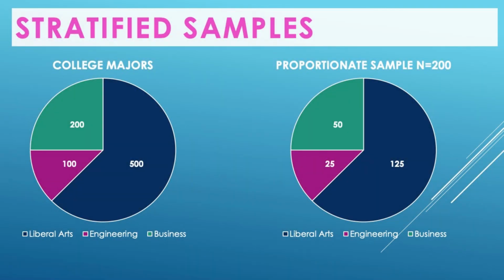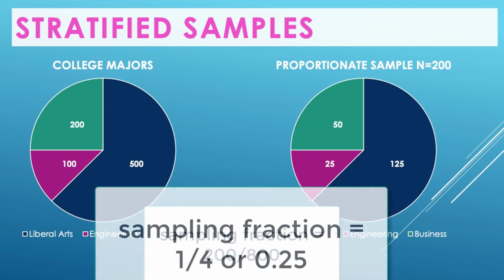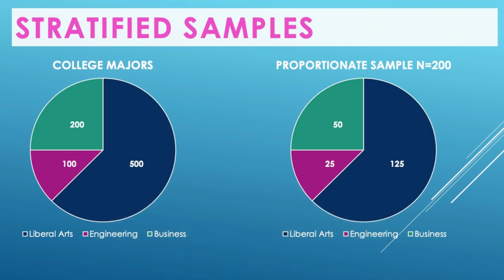So first we would calculate the sampling fraction. Remember, this is the desired N, which would be 200, and we would divide that by the population size, which we add up 500, 200, 100, that's 800. And this would produce a sampling fraction of 1/4. So 200 divided by 800, that would equal 0.25. That is our sampling fraction. So we would want to multiply each of these groups by 0.25, and that would produce a perfectly representative but smaller sampling of college majors.